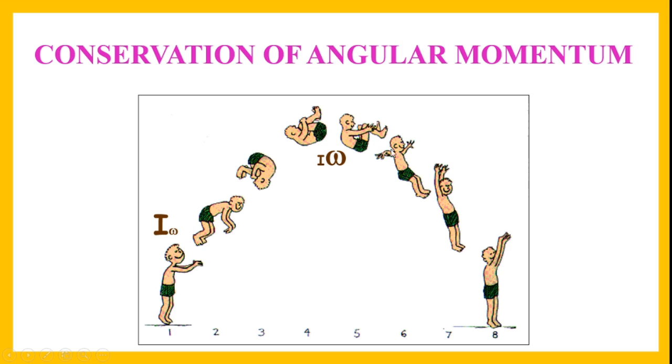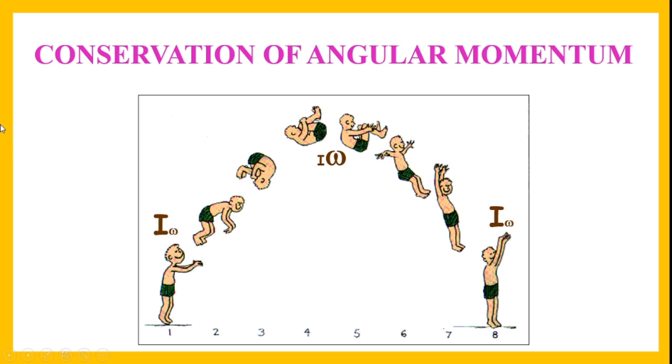Again, while he is landing, he stretches his body. That means he has increased his moment of inertia, hence I should be more. Because of the increase in moment of inertia, his angular velocity should be less, so that he can land in a proper way without falling. So in the last case, moment of inertia is more and angular velocity has become less.